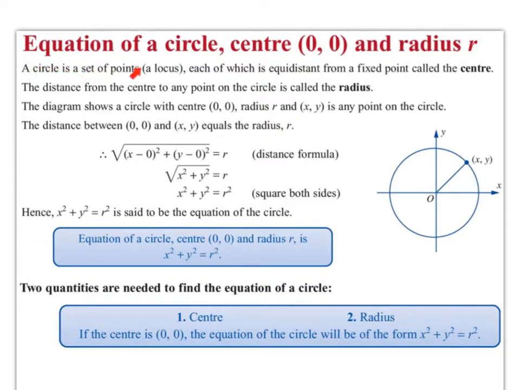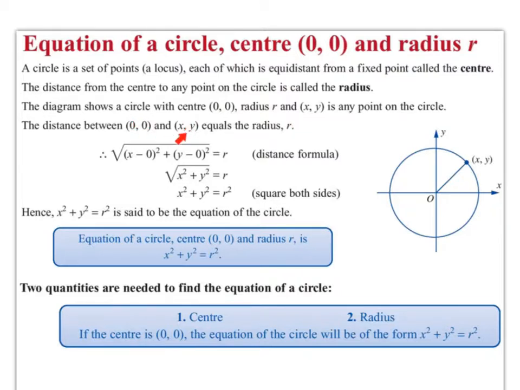A circle is a set of points, a locus, each of which is equidistant from a fixed point called a centre. The distance from the centre to any point on the circle is called a radius. The diagram shows a circle with centre (0, 0), radius r, and (x, y) as any point on the circle. The distance between (0, 0), the centre, and (x, y) equals the radius r.